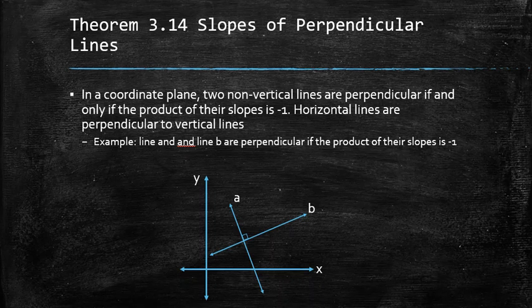Theorem 3.14, slopes of perpendicular lines. In a coordinate plane, two non-vertical lines are perpendicular if and only if the product of their slopes is -1. Horizontal lines are perpendicular to vertical lines. For example, line A and line B are perpendicular if the product of their slopes is -1.